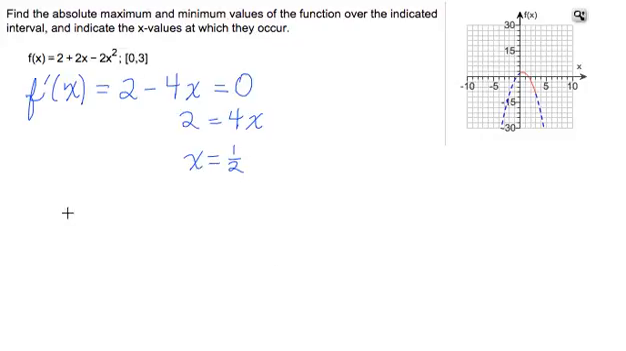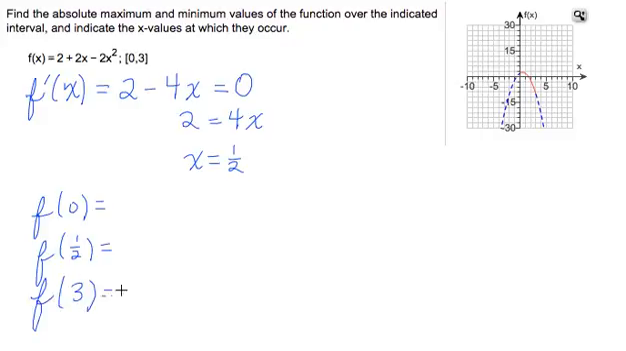1/2 is in between 0 and 3, so we're going to determine where the max is by plugging into f of x, because we want to compare actual y values on the function at the two endpoints and the critical value. So f of 0 is going to be 2. F of 1/2, let's see, that'd be 2 plus 2 times 1/2 is 1, minus 2 times 1/2 squared is 1/4. So that's 3 minus 2 1/4, just kind of doing the fractions in my head. 3 minus 2 1/4 is going to be 3/4.